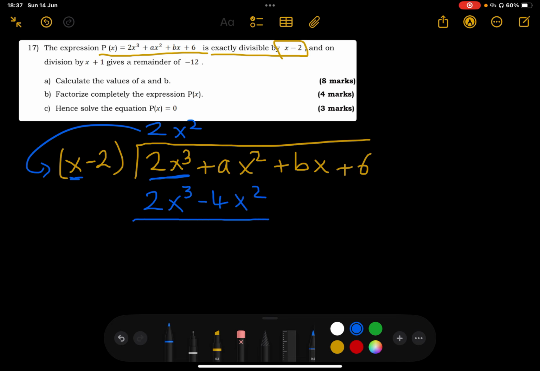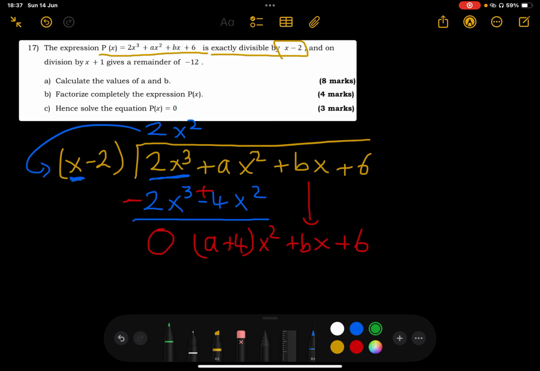Now we have to change the signs. So this will be minus, this will become a plus. 2x cubed minus 2x cubed is 0, as we expected. Ax squared plus 4x squared would be a plus 4x squared, and then this comes down. Okay, now we're going to do it again.